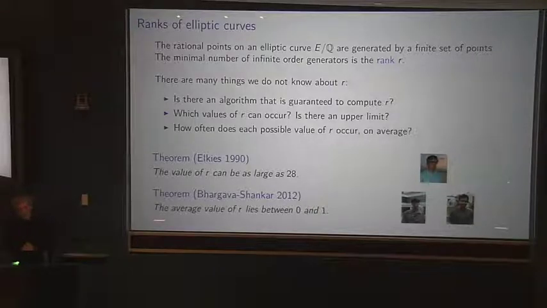That discovery was due to Noam Elkies. You can see his picture here, or you might be able to find him in the audience. I think he's here. He's also a member of our collaboration. And we know that the average value of the rank, which we think should be exactly 1/2, we can now at least say that its average value is asymptotically between 0 and 1. This was proved by Manjul Bhargava and Arul Shankar. Bhargava won the Fields Medal, not in the most recent Fields ceremony, but in 2014 for the work that led to the proof of this theorem.